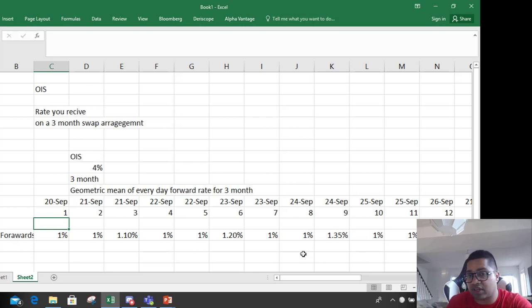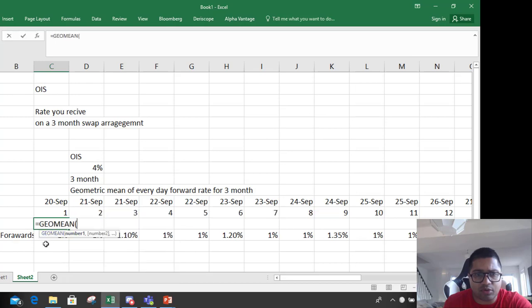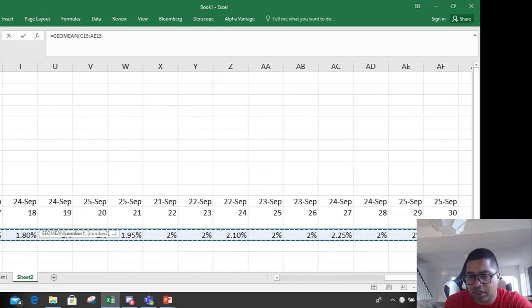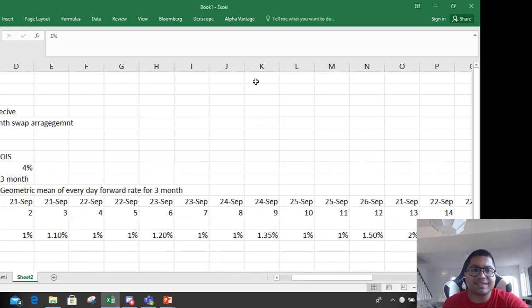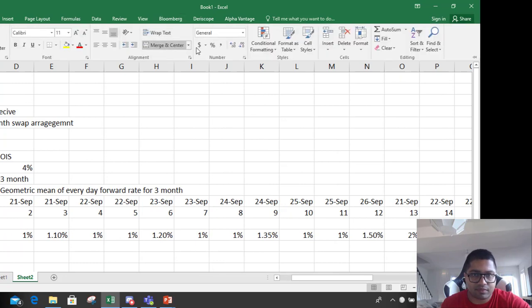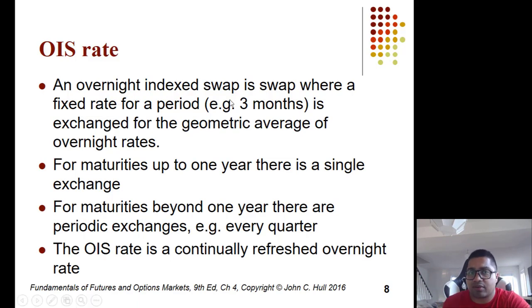Now these are forward rates. Forward rate means expectations, so it is the geometric mean of expectations. I'm not going to cover what a geometric mean is, you need to know basic maths for that. But the geometric mean of all these interest rates is somewhere about 1.62%. So the geometric mean of all these interest rates is the overnight index swap rate. That is the OIS rate.